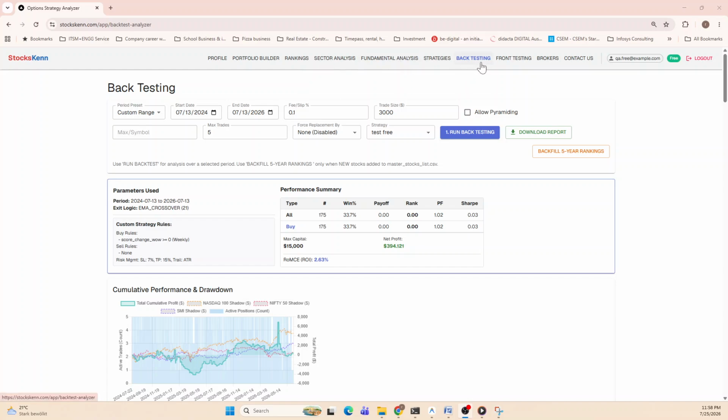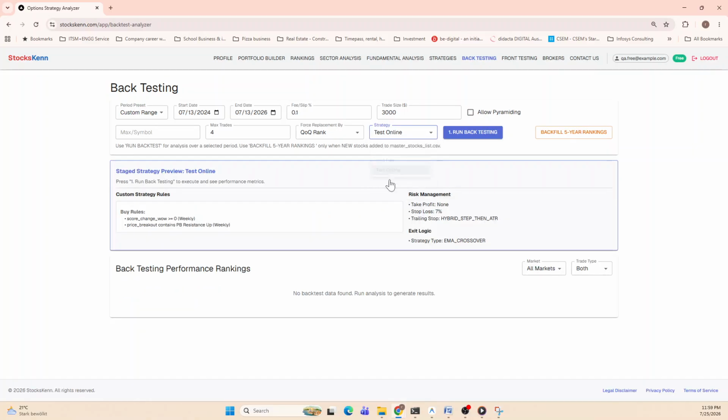So when you come to backtesting, after you have created your strategies, you will be able to select the strategy you have created under the strategy. So we created a test online. If I select that, it will capture all the criteria from that strategy and fill the details here. So you can eyeball that this is your strategy.